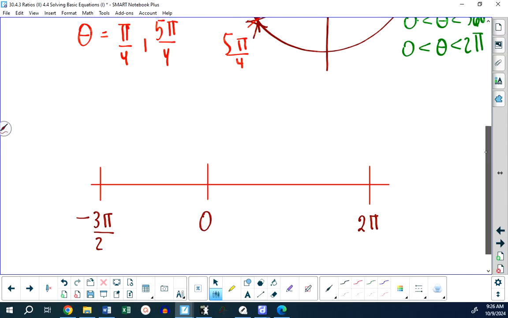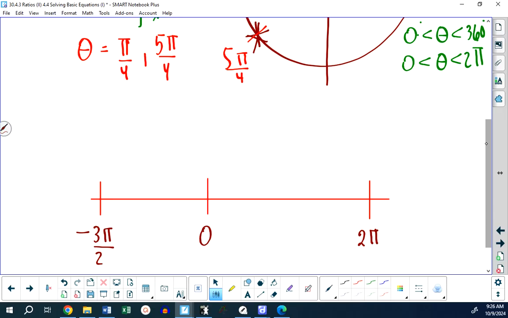And we start off with the pi over 4. Is pi over 4 in this domain? Definitely. So we can write theta equals pi over 4. But if you add 2 pi to pi over 4, you get the same location. Which means whatever pi over 4 plus 2 pi is, that's a solution to tan theta equals 1.